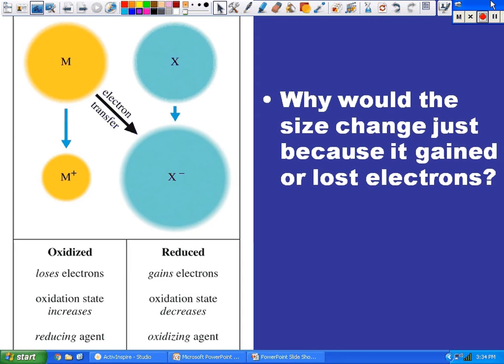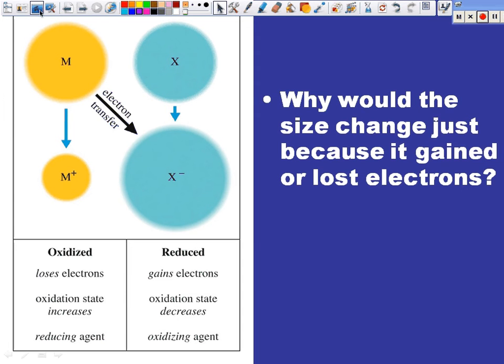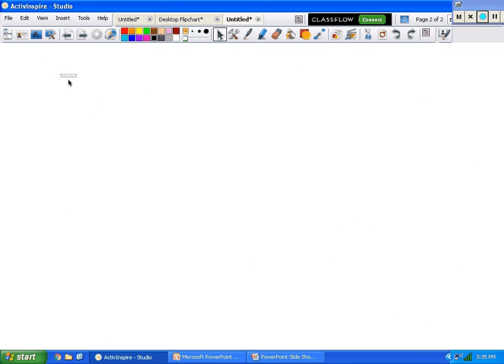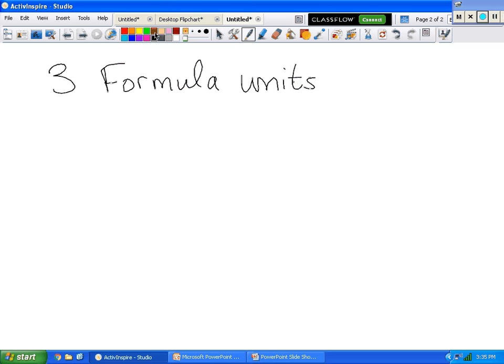So let's start with that part of it right there, because Peyton, a little bit of what you have is a little off, I think. I'm not sure. I hadn't counted them up yet. But it says three formula units of magnesium chloride. Now, first of all, what is the magnesium chloride formula? MgCl2.